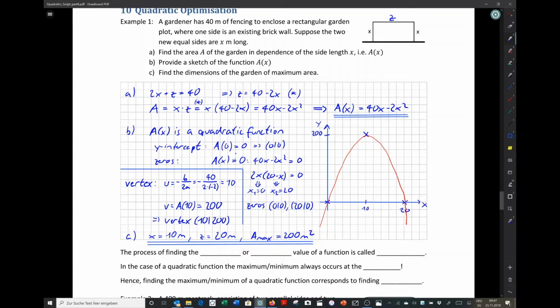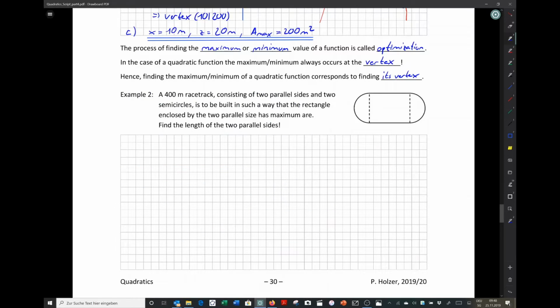Let us now fill in some definitions. The process of finding the maximum or minimum of a function is called optimization. In the case of a quadratic function, the maximum or minimum value occurs always at the vertex, as we have seen before. Hence, finding the maximum or minimum of a quadratic function corresponds to finding its vertex. That's actually the whole theory, and so we can look at the next example.